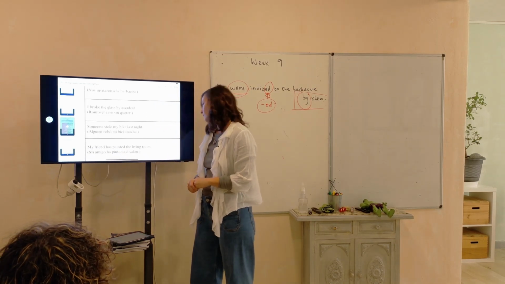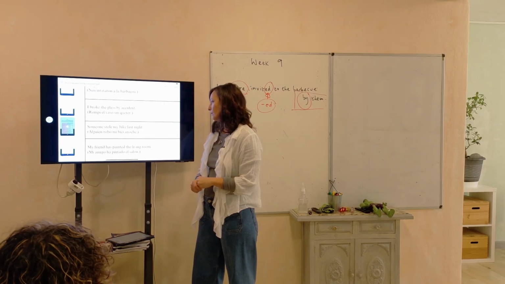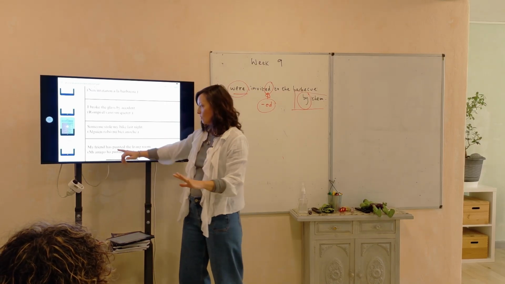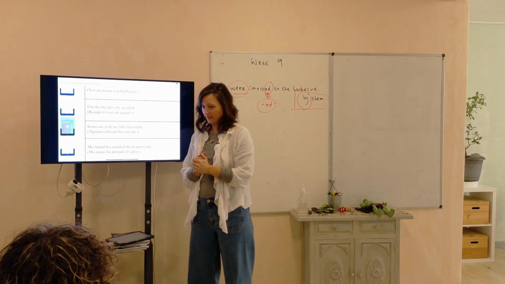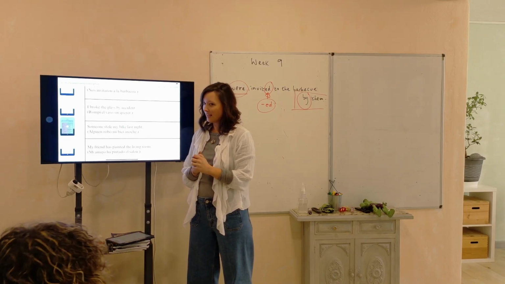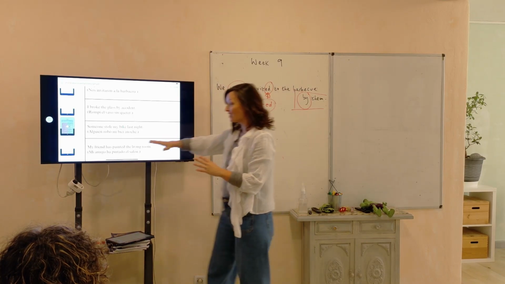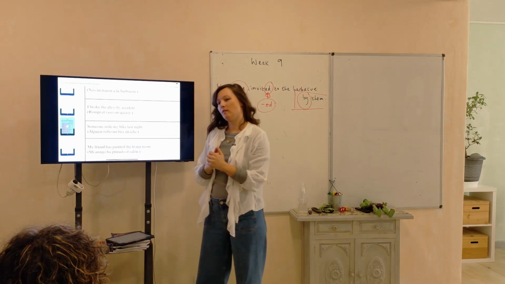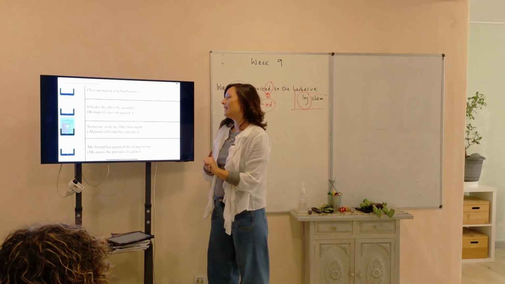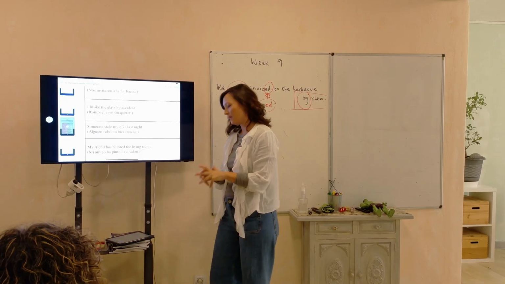Helen? The living room was painted. Here you need. Había sido pintado. No, ha sido pintado. Yeah, exactly. You have to maintain the verb to be in the same tense as the main verb. Exactly. The living room has been painted by my friend.